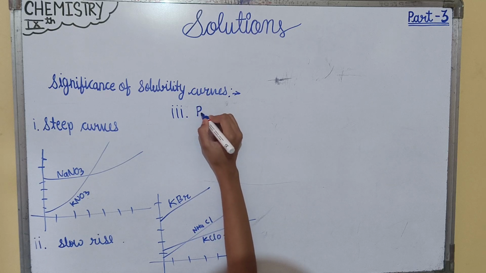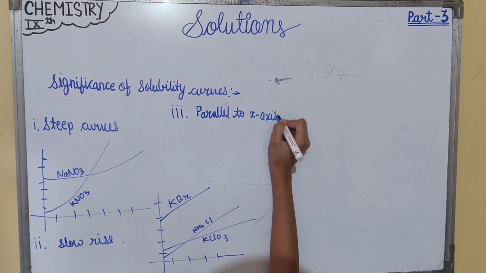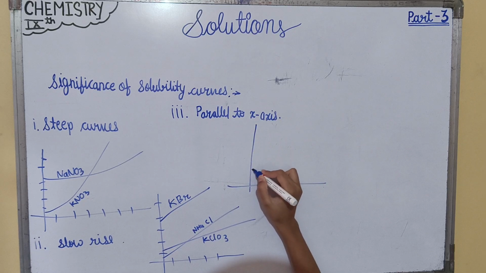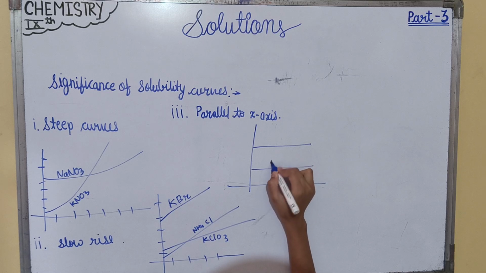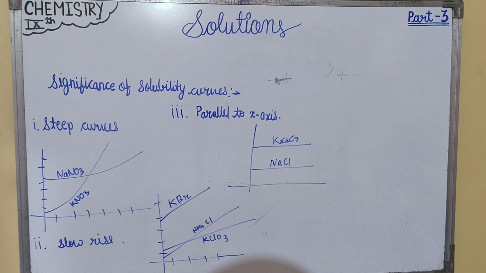Third is parallel to x-axis. If this is the graph, it will be like this. NaCl, K2Cr2O7. In significance, parallel graph indicates that solubility almost remains unchanged with the rise of temperature. For example, solubility curves of NaCl and K2Cr2O7 are almost parallel to x-axis, indicating that their solubility changes very slightly with rise of temperature.